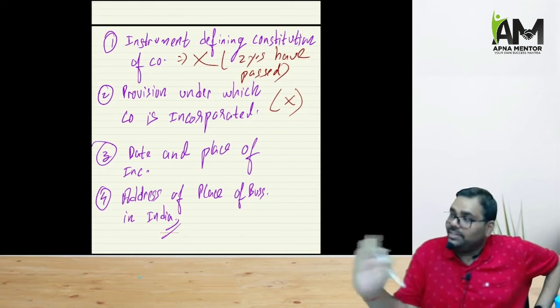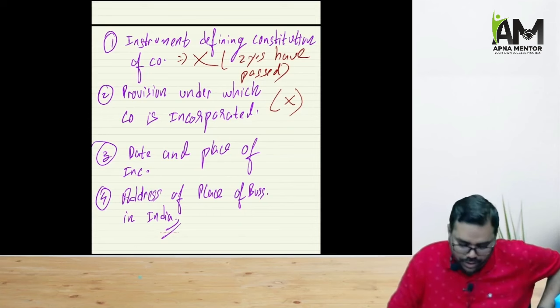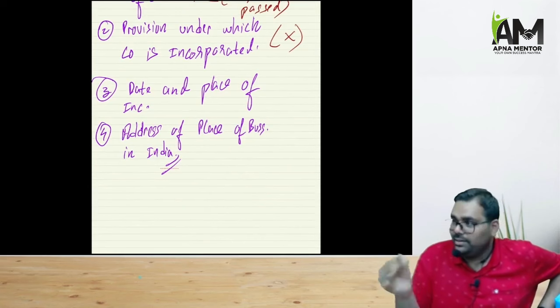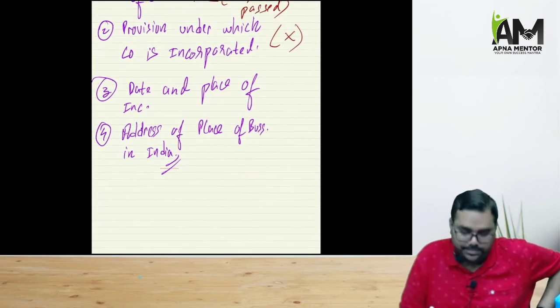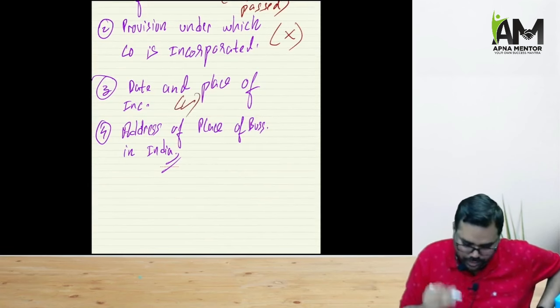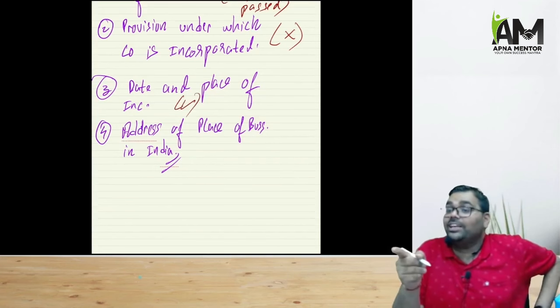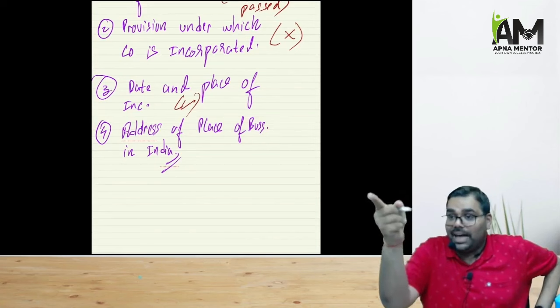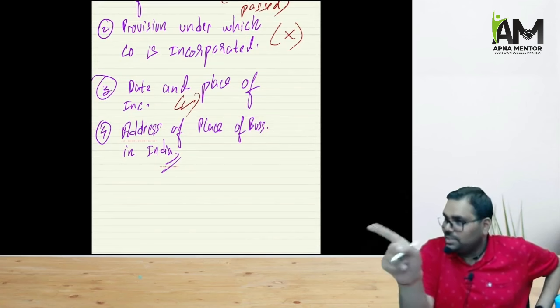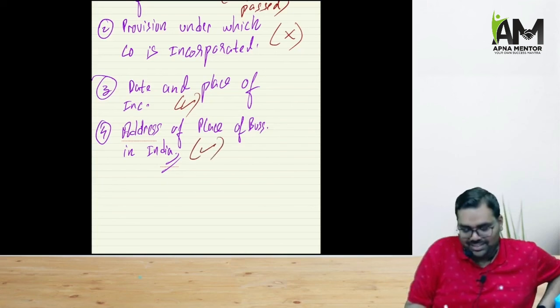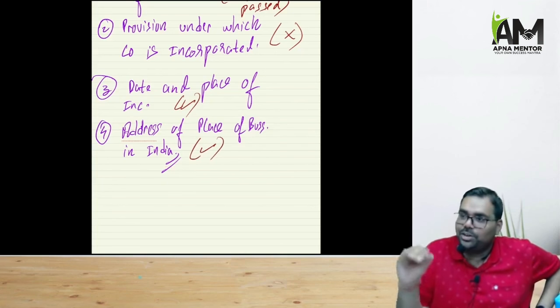Date and place of incorporation: yes, disclosure is needed. Date and place of incorporation disclosure is always needed. Address of place of business in India: needed. Address of the enactment: not needed. Place of business information is needed. You are just seeing the word address and you got confused.